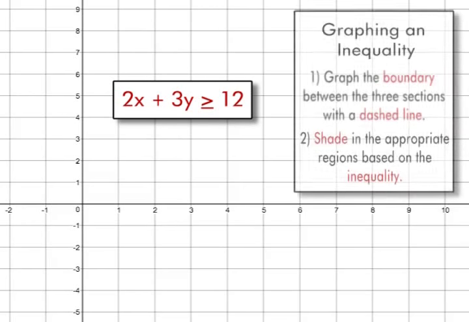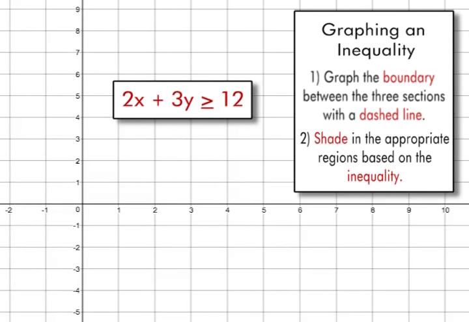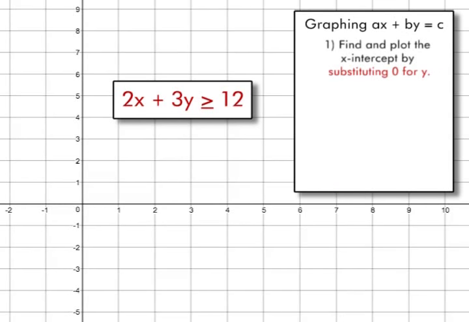So just as before, the first thing I have to do is graph the boundary, and the easiest way to do this is by finding the intercepts. Now remember, the intercepts are the places where this runs into or intercepts or touches, however you want to think about it, the x or y axis.